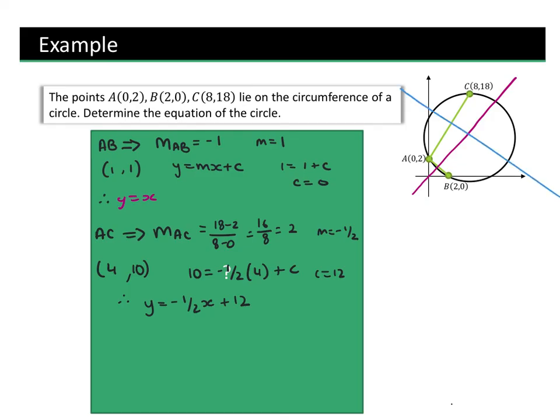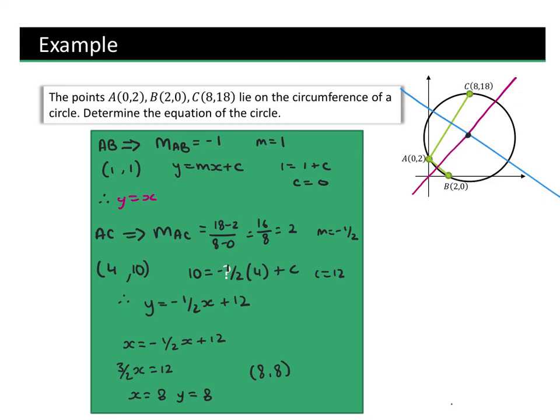Now when 2 lines intersect, we can either use substitution or we can make the equations equal to each other. In this case, I'm going to do x equals -1/2 x plus 12. That means 3 over 2 x equals 12. That means x equals 8. Okay? x equals 8. Now, I'm going to substitute that back in to y equals x to find our y coordinate. y equals 8. So that means our centre is, in fact, (8, 8). So (8, 8) is the centre of the circle right here. We've just figured that out, which is fantastic.